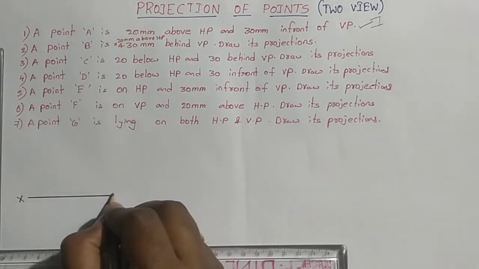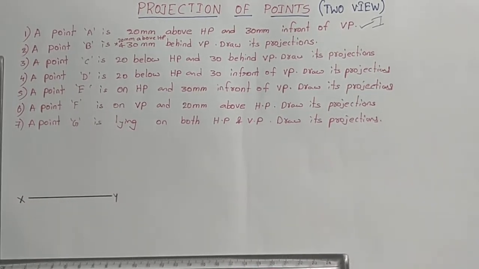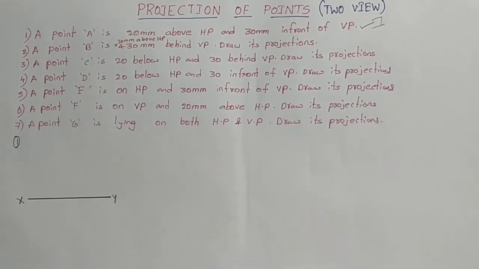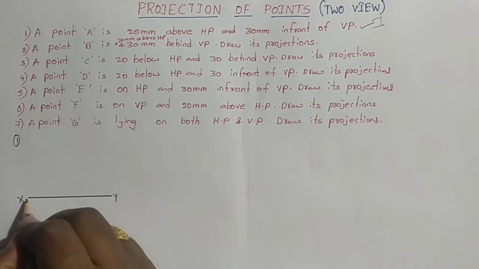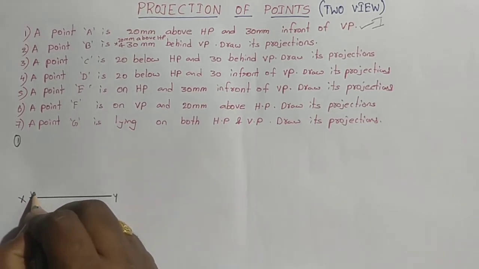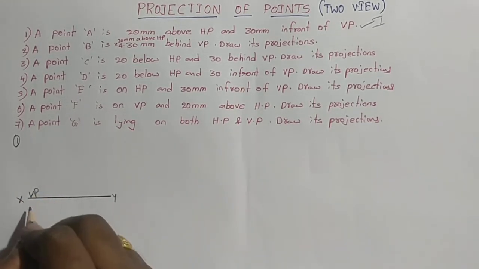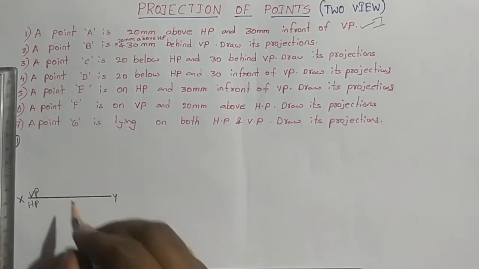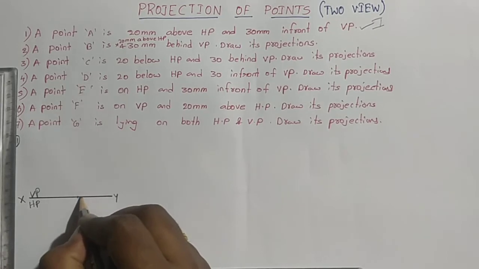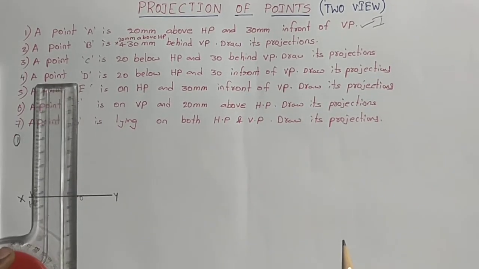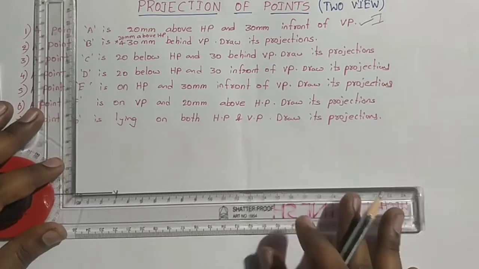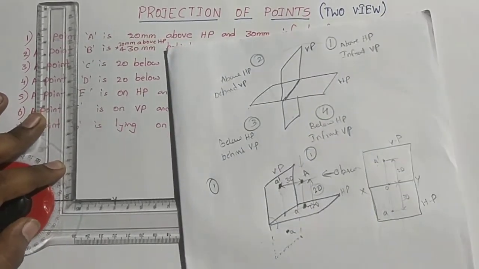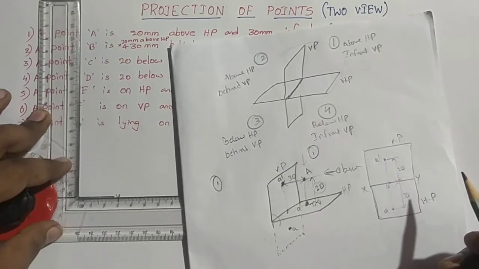It is XY. I'm solving the first problem. In the first problem, above XY is VP and below XY is HP, the horizontal plane. I'm considering one point, O. From O, observe, the distance from this point to this point is 20.